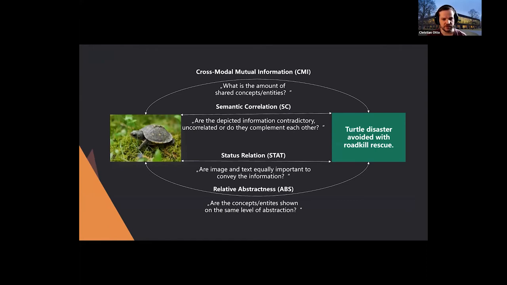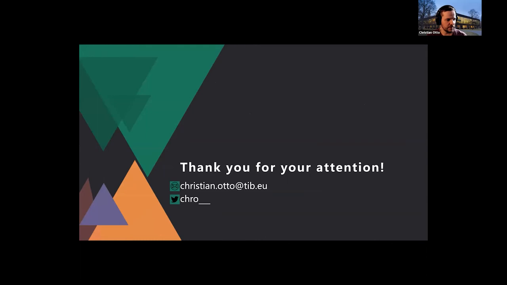the relation between images and text, and that is, what is the amount of shared concepts and entities? Are the depicted information contradictory, uncorrelated, or do they complement each other? Are image and text equally important to convey the information? And are the concepts and entities shown on the same level of abstraction? And that concludes my talk. Thank you.